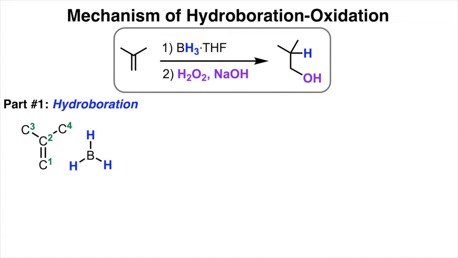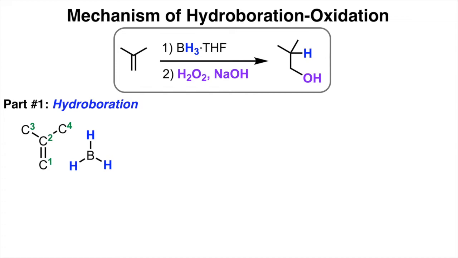Now let's go over the mechanism of hydroboration oxidation for the following reaction. We're reacting 2-methylpropene with borane in THF in the hydroboration step and hydrogen peroxide and sodium hydroxide in the oxidation step, all to form our final product of 2-methylpropanol. So to help visualize this reaction better, I labeled each of the carbons in green.